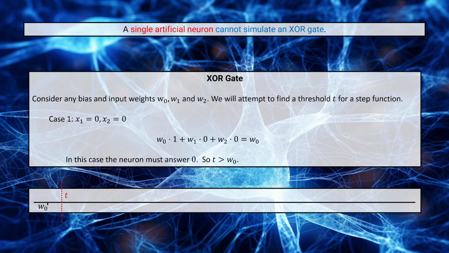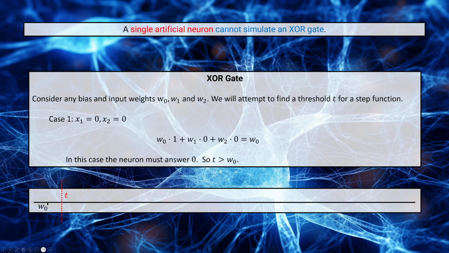So I'm going to start with the simple case. I'm going to go through all 4 of our cases, and each case is going to result in some kind of condition on our threshold that we're going to try and uphold. So I'll just give you an example to start here. Case 1, if both of our inputs are 0, then what are we going to get? Well, we're going to get our bias weight times 1, so that one we know is always on, and then these two are multiplied by 0, so they get canceled out. So when we actually simplify that, we just get W0.